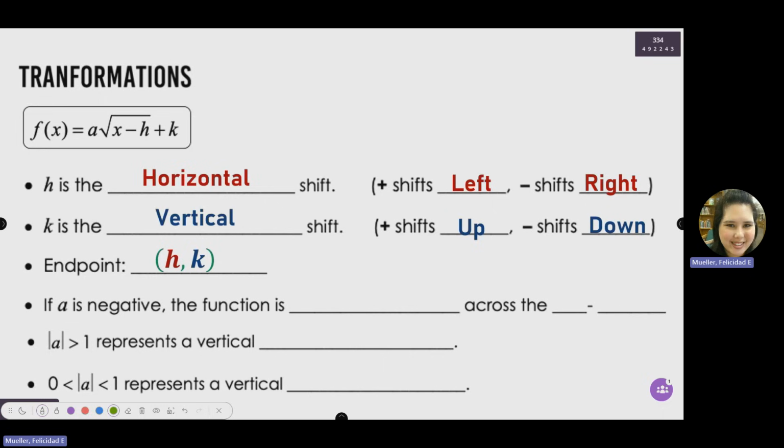In this case, it tells us our endpoint or starting point. And again, if a is negative, it is reflected across the x-axis. If the absolute value of a, meaning ignoring the negative sign, is greater than 1, it is a vertical stretch. If the absolute value of a is between 0 and 1, it is a compression.